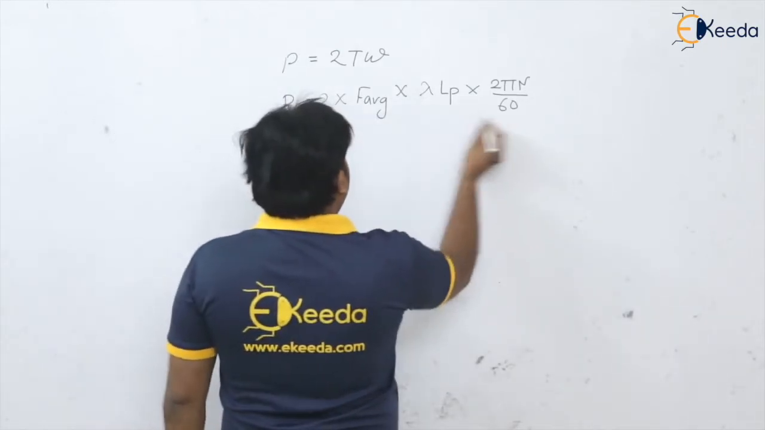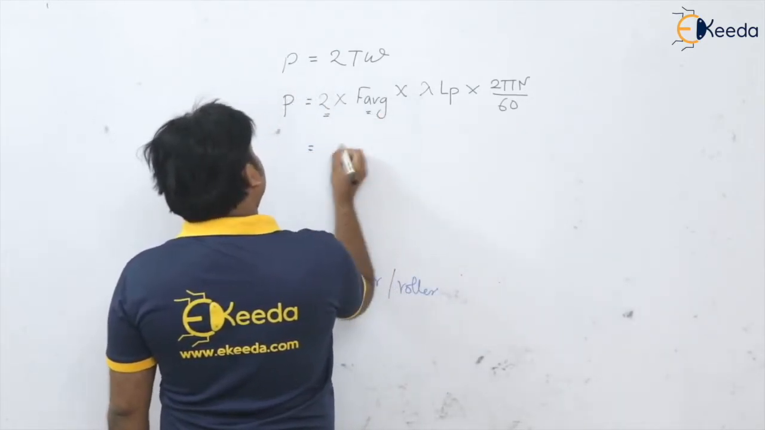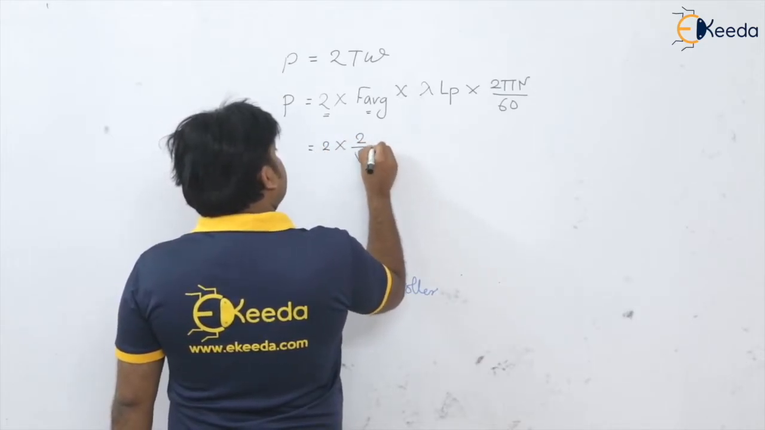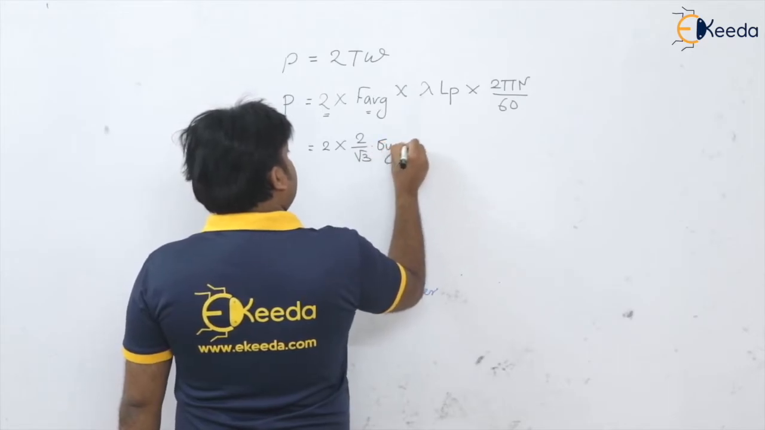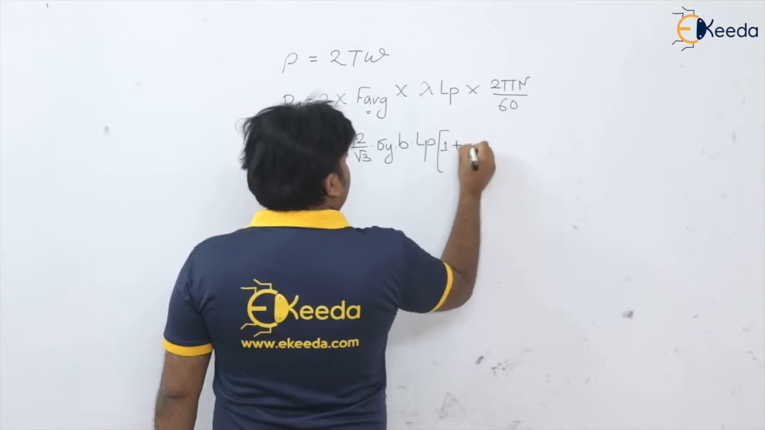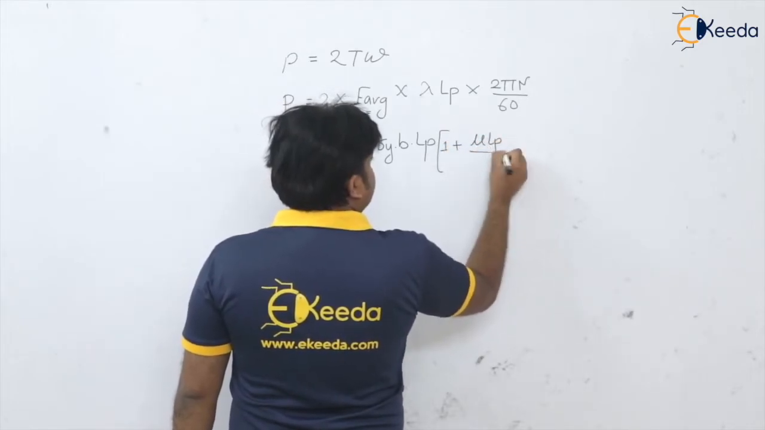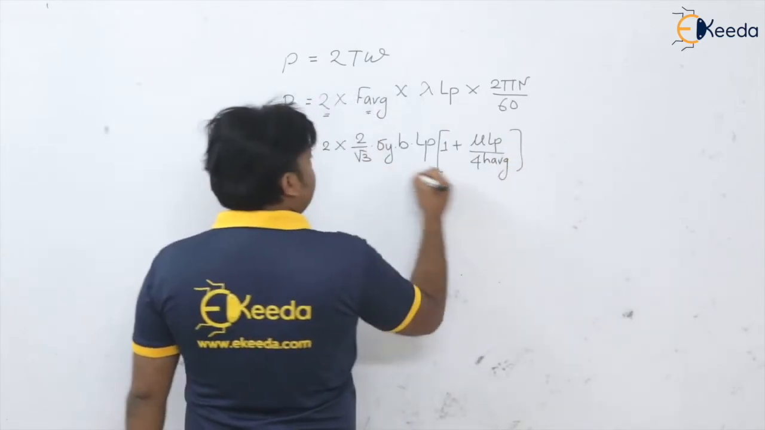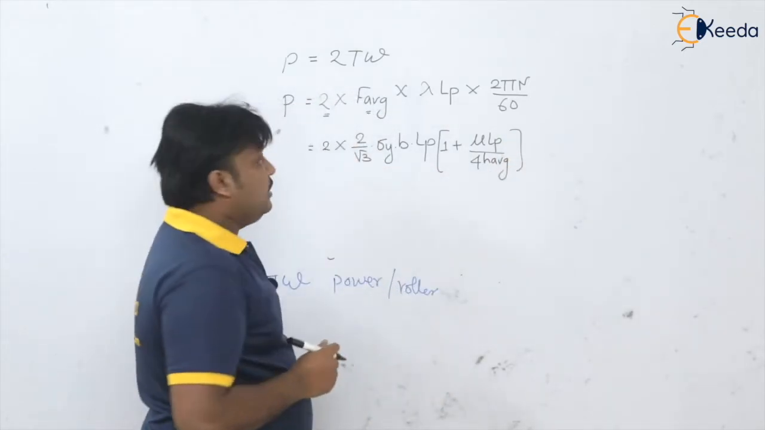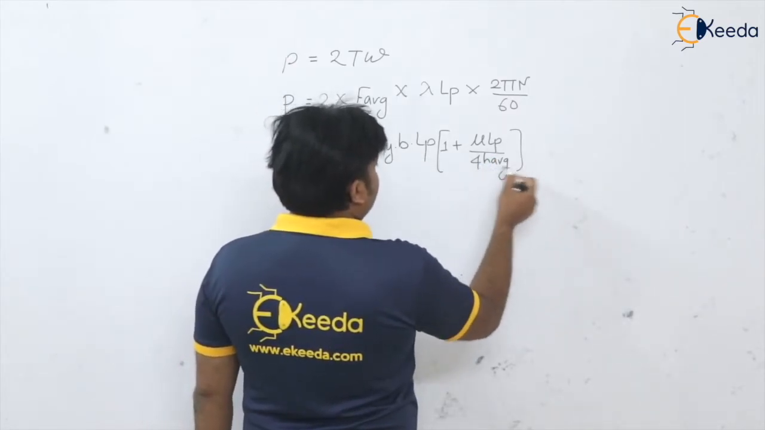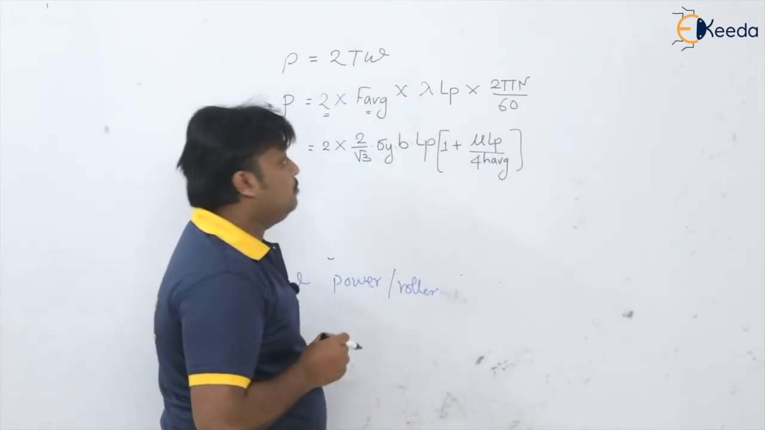So you know what F average or roll separating force is. So 2 into 2 by root 3 times sigma y times b times L_p into bracket 1 plus mu times L_p divided by 4 h average. Please see, this is an empirical formula we have chosen here. This sigma y into 1 plus mu L_p by 4 h average is for the pressure, please remember.